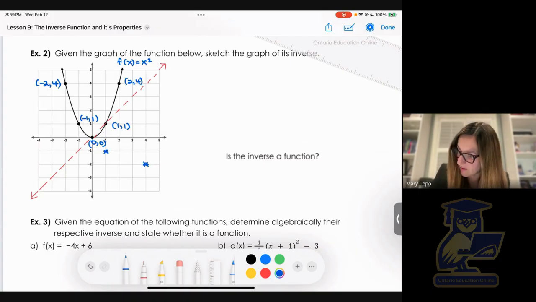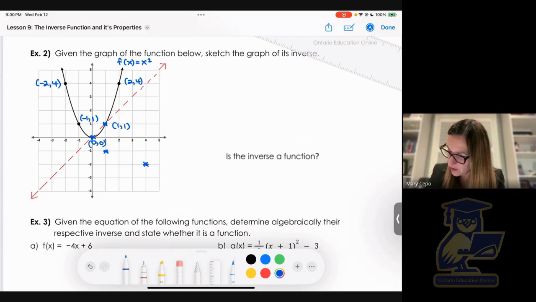Okay, 0 and 0, that doesn't change. So that's called an invariant point. That's just a side note: a point that does not change from the original to the inverse is called an invariant point. So 0, 0 does not move from the original to the inverse. Now 1 and 1 also remains the same, so that's another invariant point.